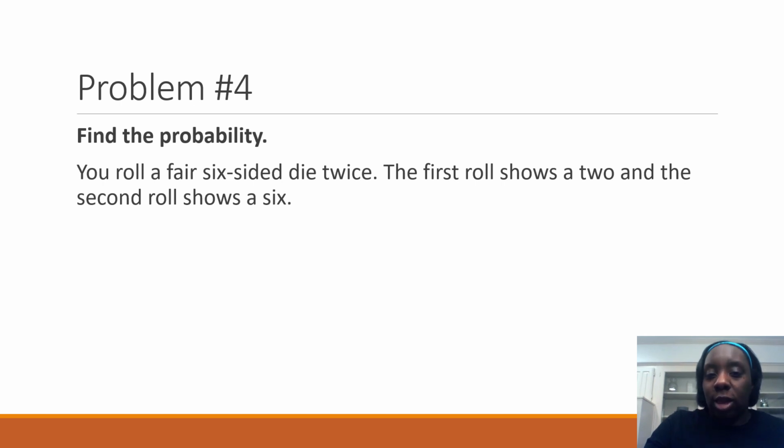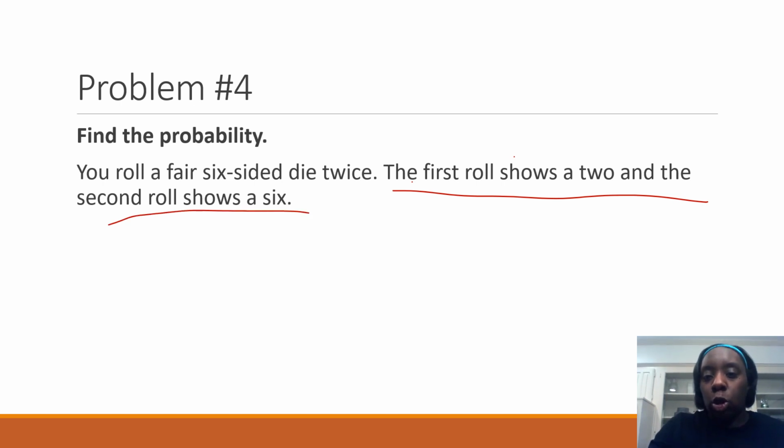Let's do the last one that's independent. You roll a fair 6-sided die twice. So this I'm rolling the die twice. The first roll shows a 2. So what's the probability that the first roll shows a 2 and the second roll shows a 6? So 2, there's only one chance to get the number 2 on the 6-sided die. That's 1 out of 6. And there's only one chance to get a 6 on a 6-sided die. That's also 1 out of 6.